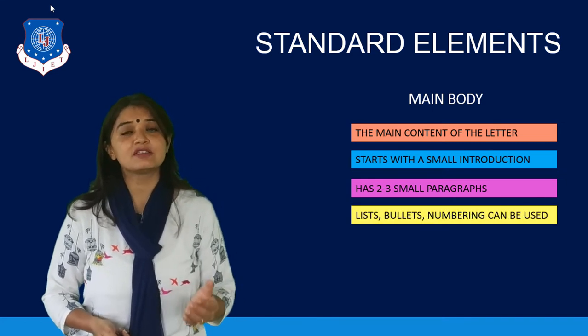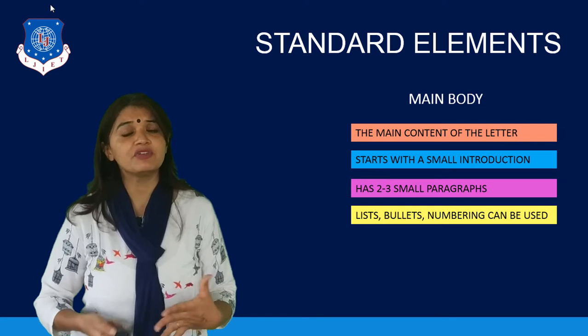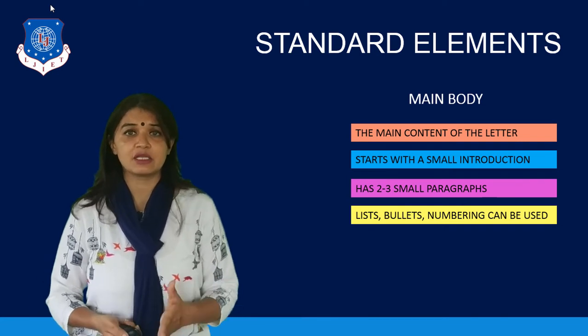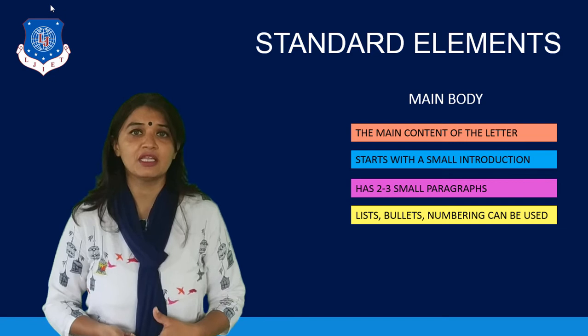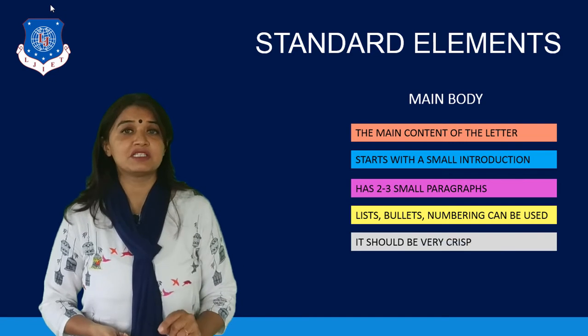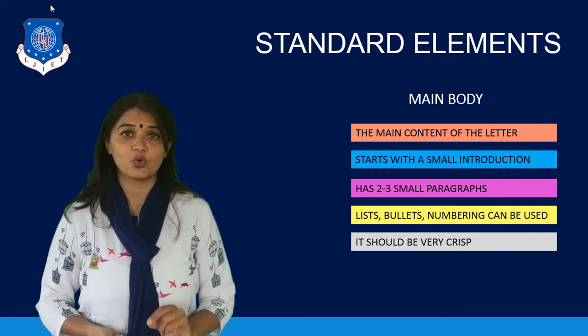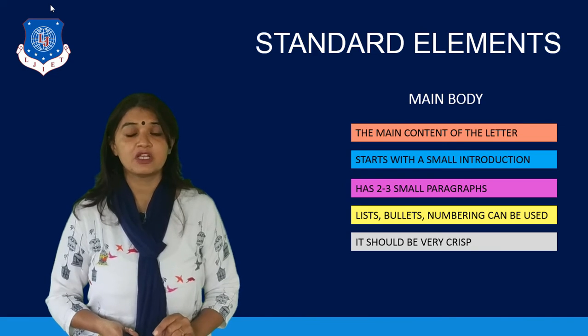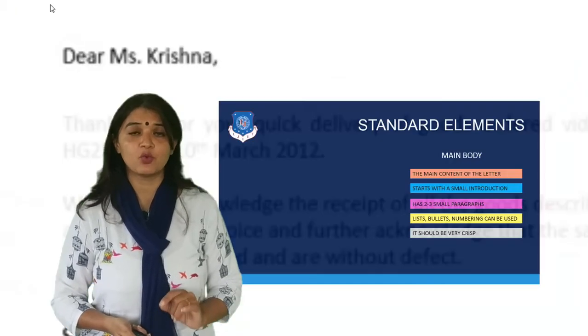You may use lists, bullets, numbering, tables, whatever is required. If you have to put some data in the business letter, if it is required, you may put it in the main body. And remember that business letters are very crisp, so your main body should be very crisp and clear. So after the main body, what do we have?